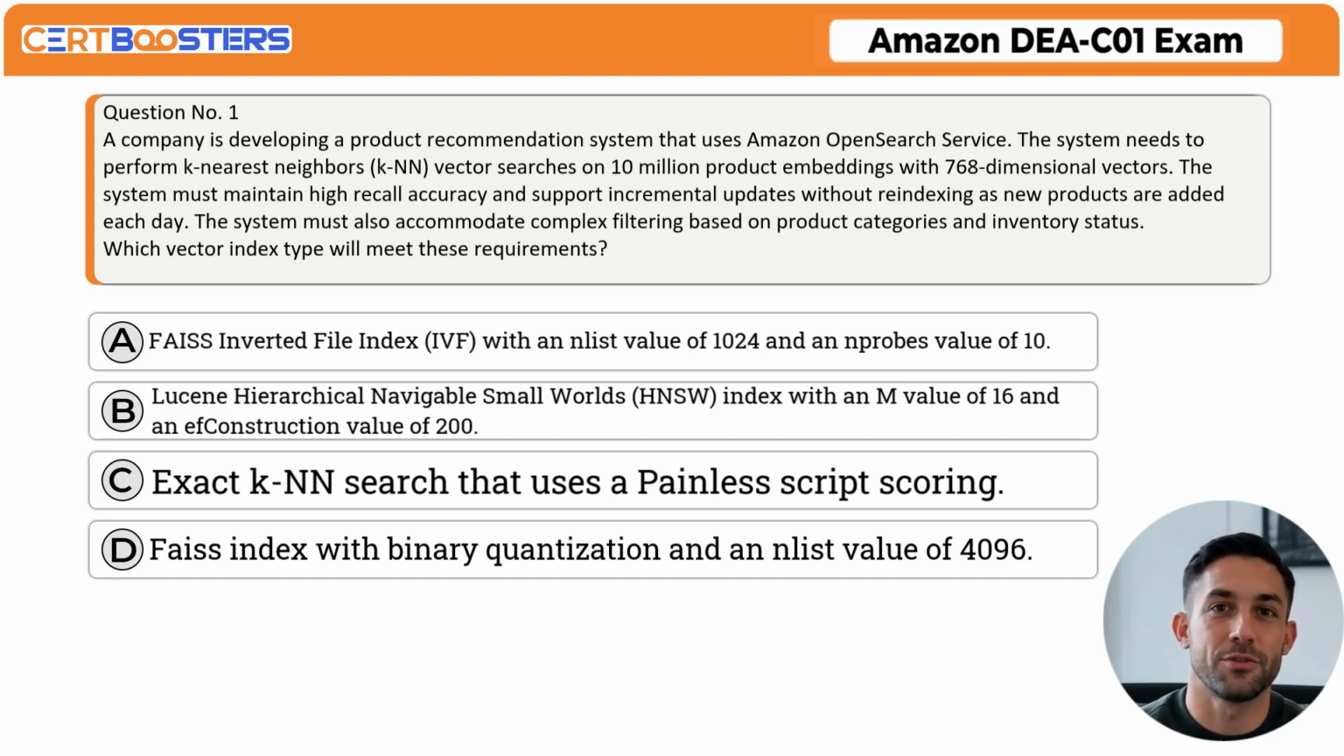A. Faiss Inverted File Index, IVF, with an nlist value of 1024 and an nprobes value of 10. B. Lucene Hierarchical Navigable Small Worlds, HNSW, index, with an M value of 16 and an ef_construction value of 200. C. Exact k-NN search that uses Painless script scoring. D. Faiss index with binary quantization and an nlist value of 4096.